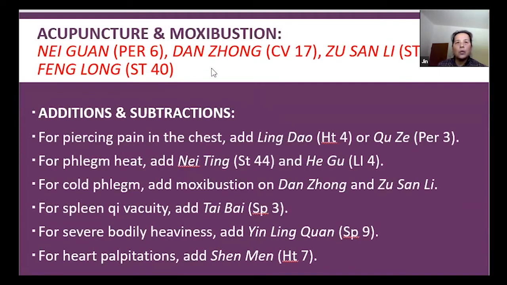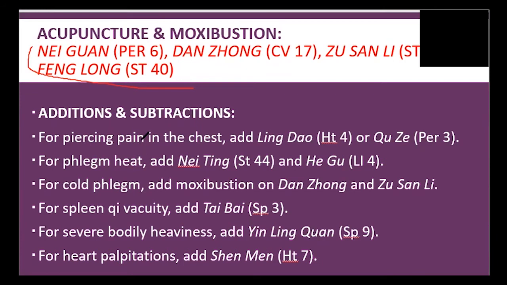For acupuncture treatment, basically the points are pretty similar to what we talked about before. Stomach 40 to resolve phlegm, pericardium 6, and CV 17 to open the chest. Stomach 34, stomach 25.